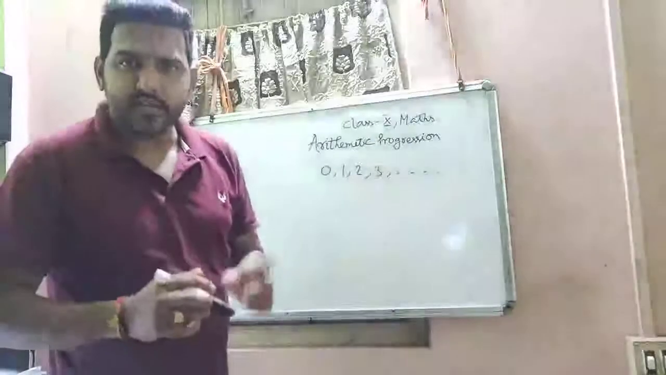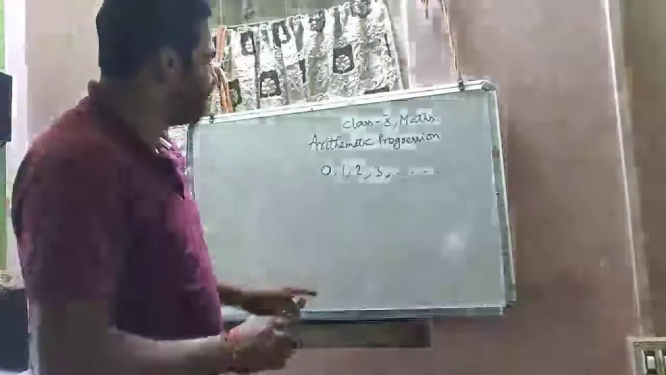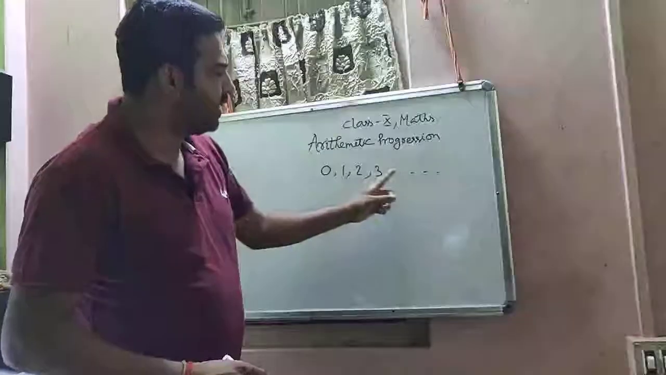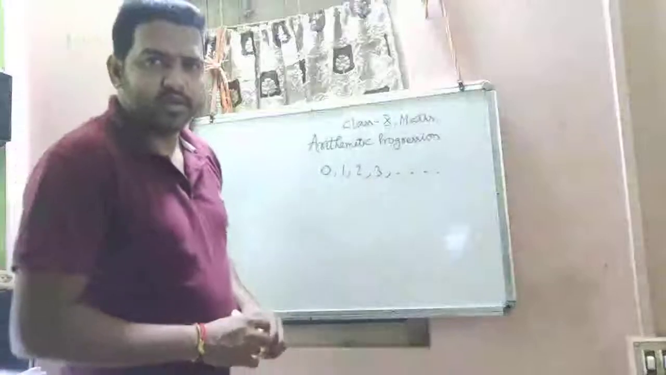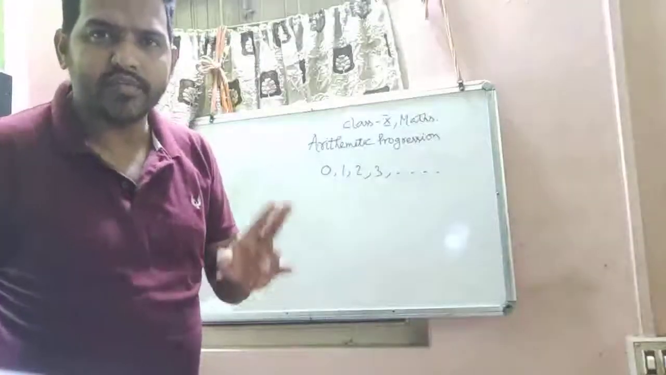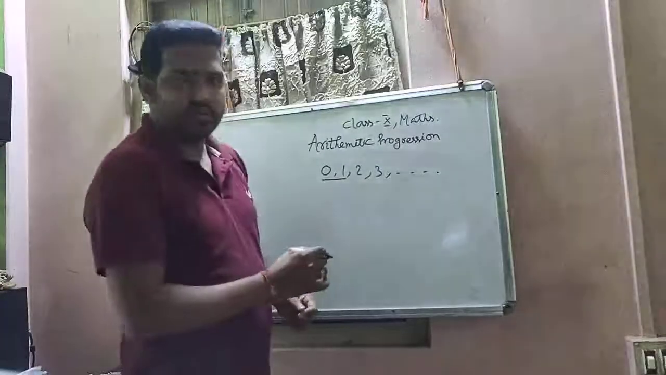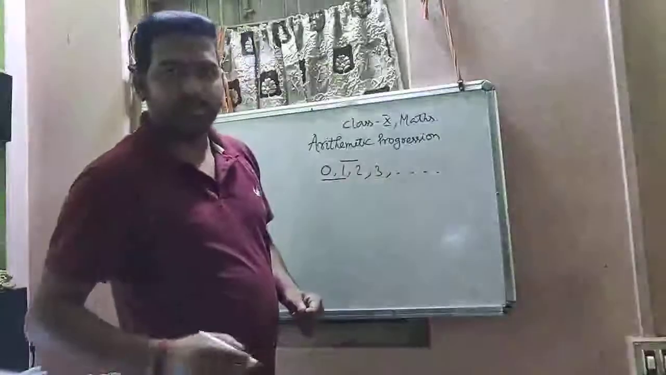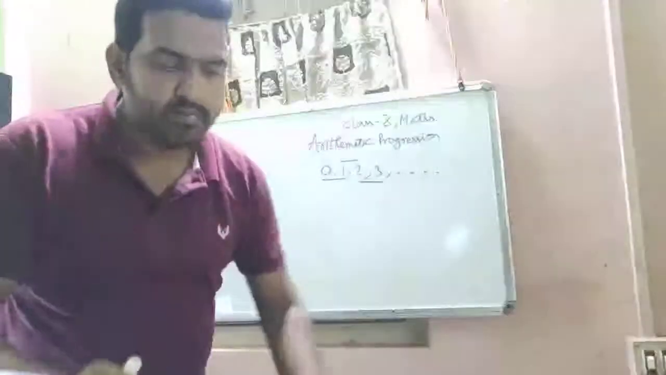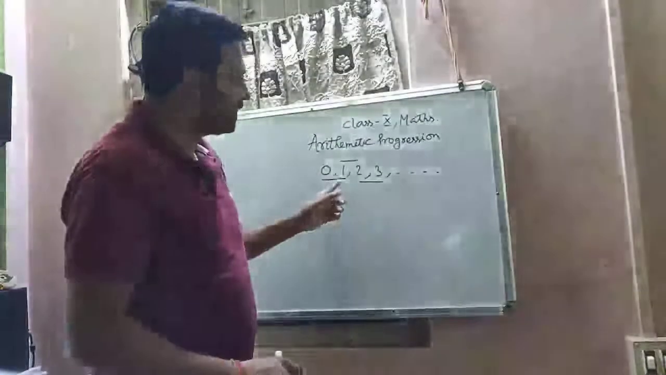If we consider the series of whole numbers starting from 0, we can write like that: 0, 1, 2, 3, like this. So consider the pair of any two consecutive numbers present in it. We have 0 comma 1, second one 1 comma 2, 2 comma 3. So in all pairs, you just find the difference between the first and the second.